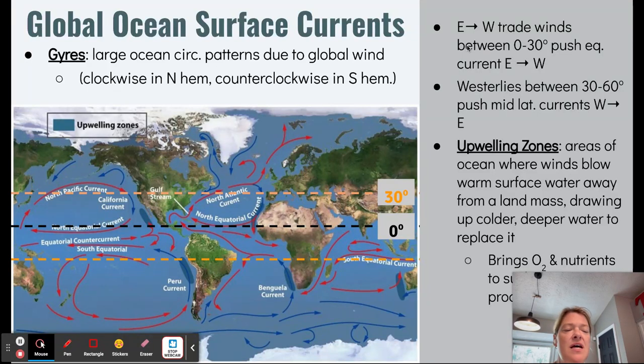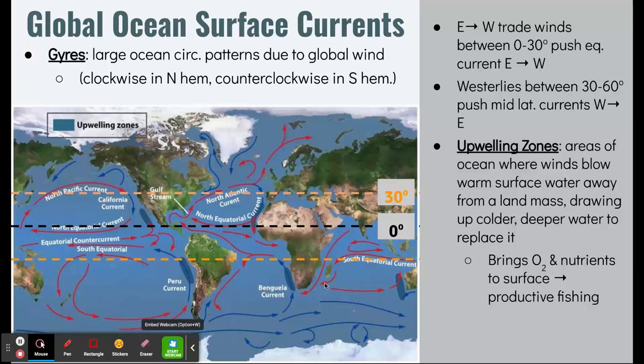Okay, and so another important thing to remember is that we have east to west trade winds between 0 and 30 degrees, and those push the equatorial current from east to west. Okay, so this current actually moves this way and then spins around, moves this way and spins around. And that's what creates those gyres.